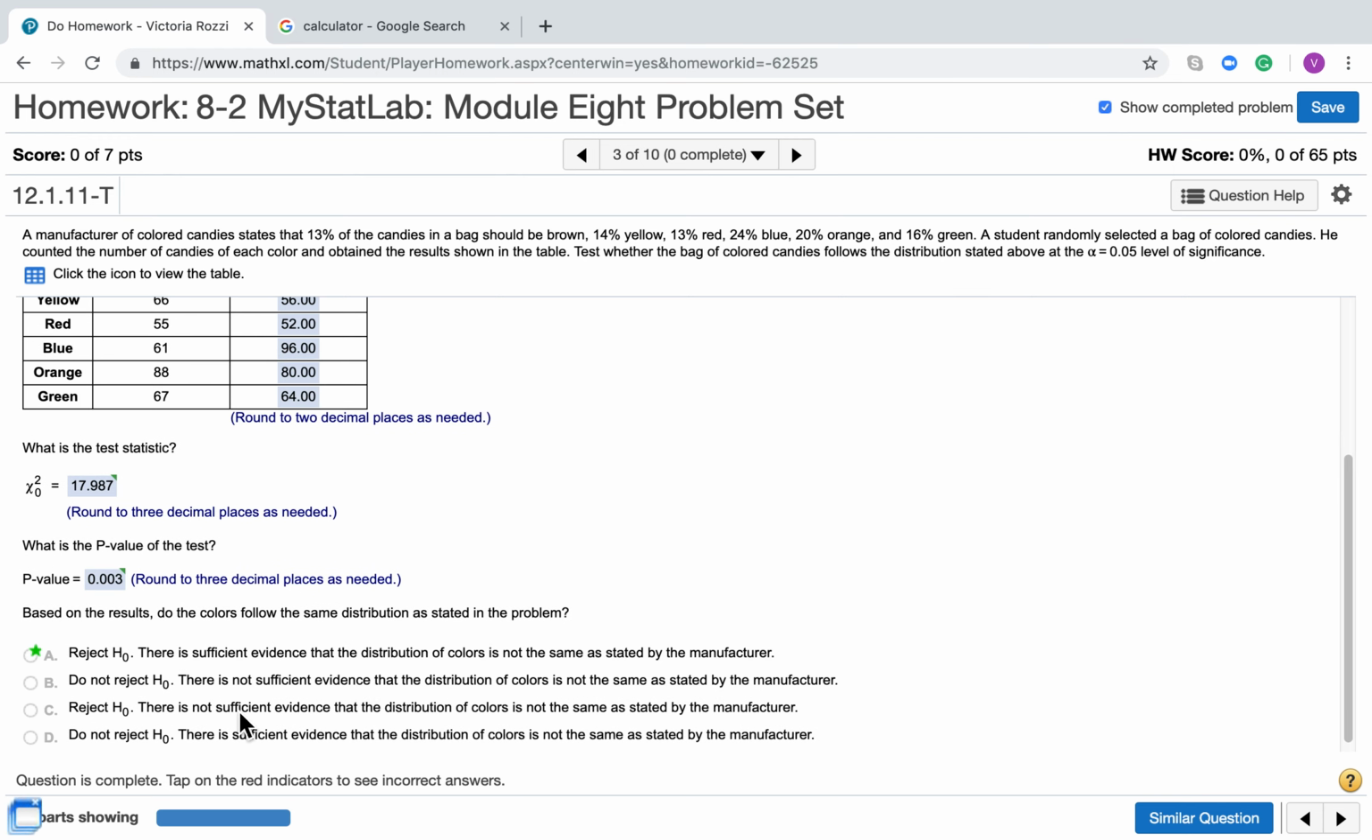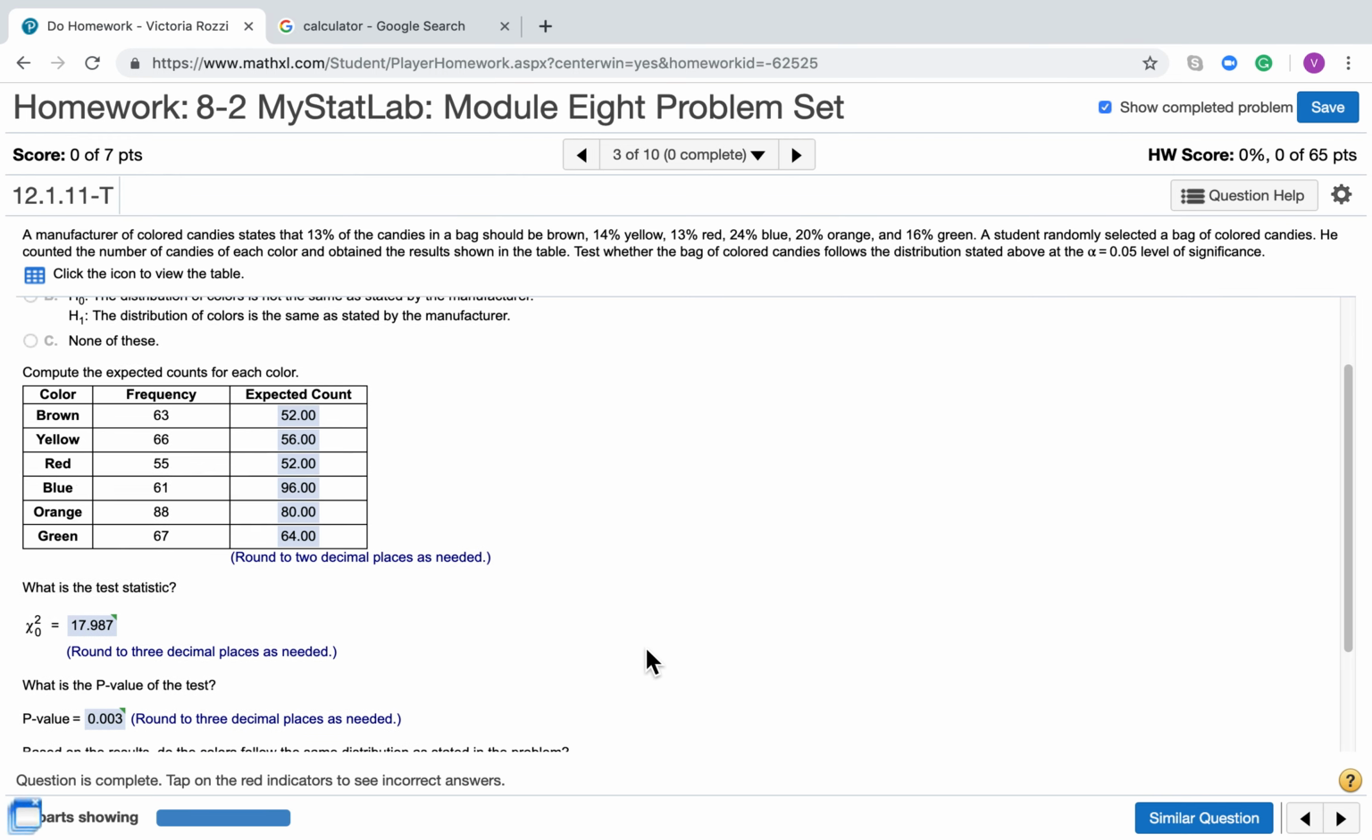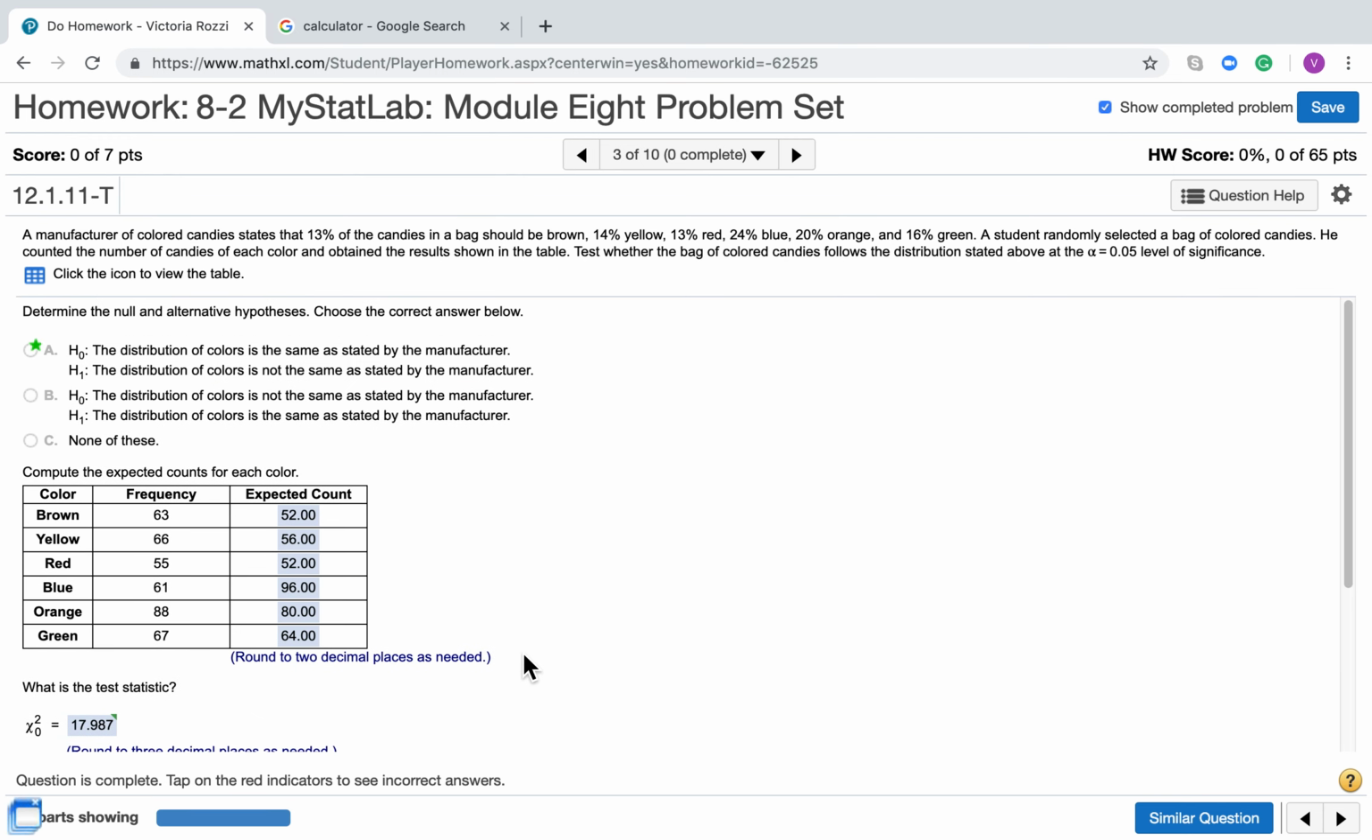So that's why that is our answer, whereas letter C says there is not sufficient evidence that the distribution of colors is not the same as stated by the manufacturer. They kind of used a double negative there. So I hope that helps. Again, it's a little annoying to have to bring your data over to StatCrunch and type it in, but it does the job pretty quickly.